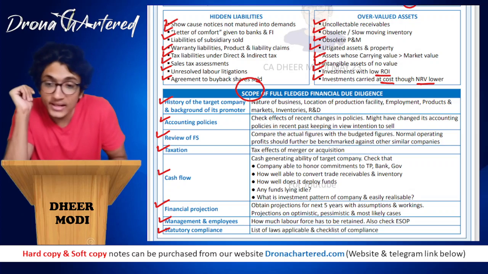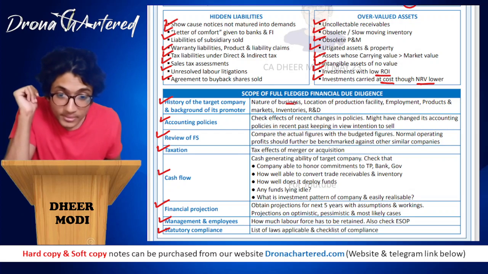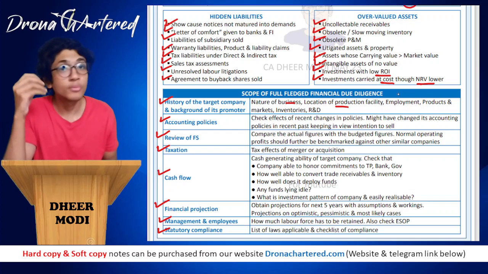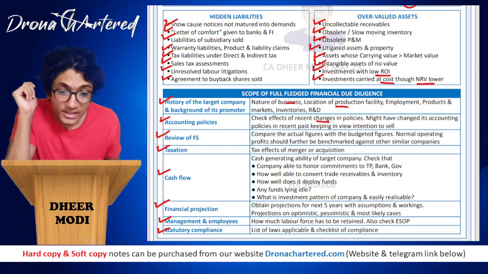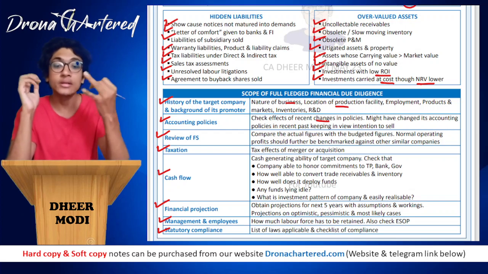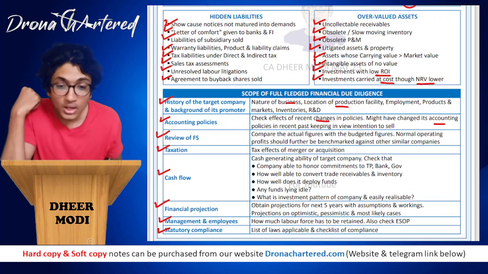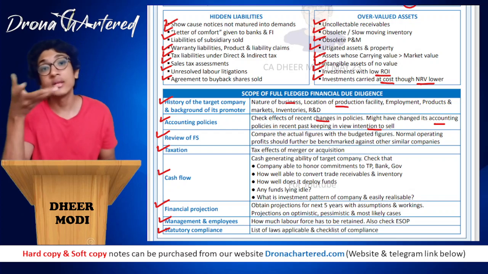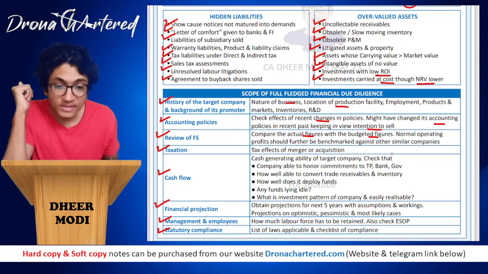So let's quickly read what is written inside this. Nature of business, location of production facility, employee products, inventories, R&D, etc. In accounting policies, check the effect of any recent changes in policy. If because of the sale of business any recent changes in policies have been made to inflate the value of business, they might have changed accounting policy in the past, keeping in view the intention to sell, so that the business is valued higher. In review of financial statements, compare the actual figures with budgeted figures.